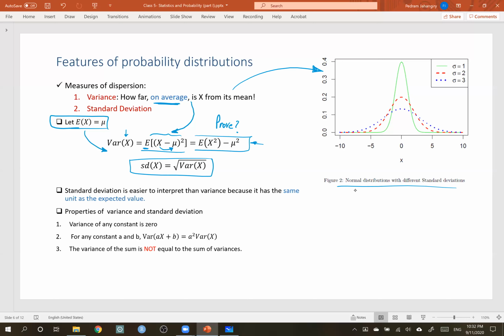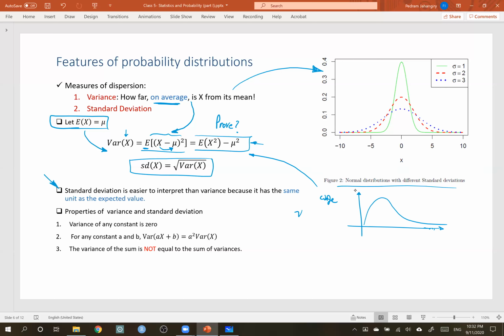Okay, now let's look at some properties. First one, standard deviation is easier to interpret than the variance because it has the same unit as the expected value. I think you have seen this before. So for instance, if I have a random variable and my random variable is wage, and I'm looking at the distribution of wage, let's say it is right skewed. I have a bunch of millionaires here, and because of that it is right skewed. And I want to calculate the variance, right? So look at the definition of variance. Variance is the expected value of x minus mu to the power of 2.